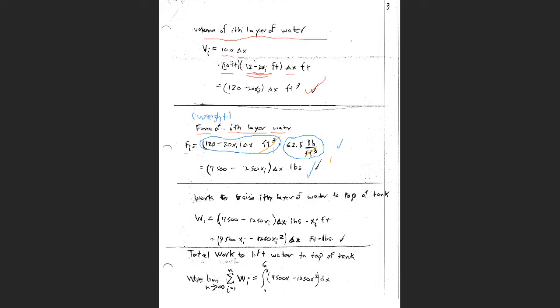What comes next? We know the weight of the ith layer of water. We know the ith layer of water is a distance xi feet from the top of the tank. What's the next natural thing to find? That's right, the work needed to raise the ith layer of water to the top of the tank.